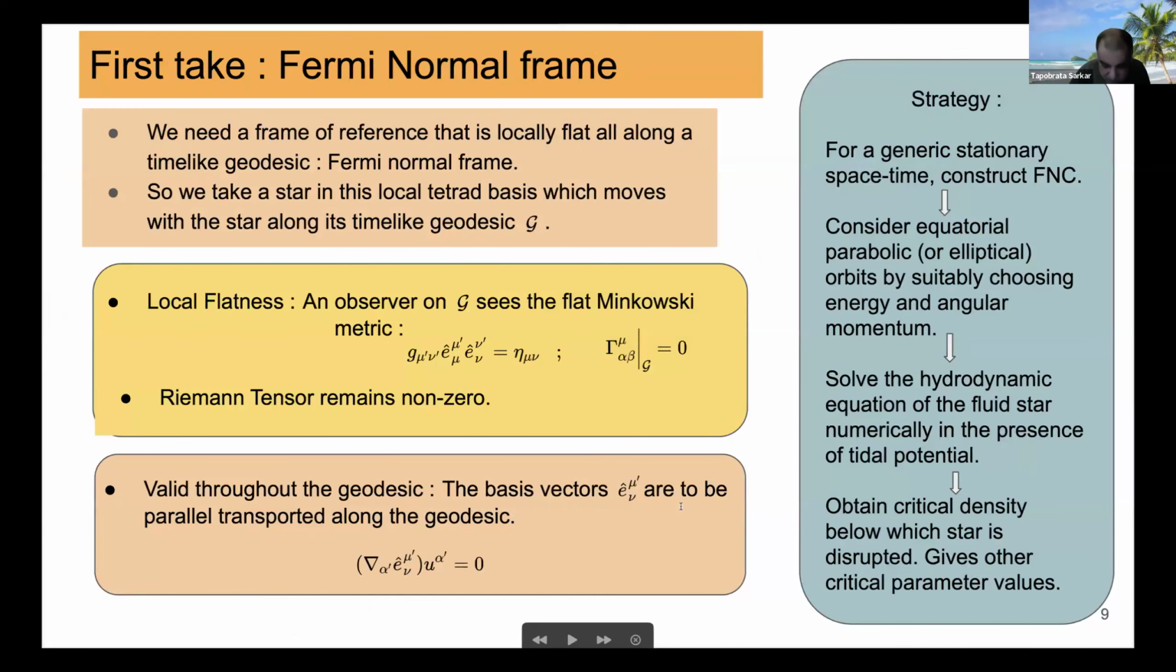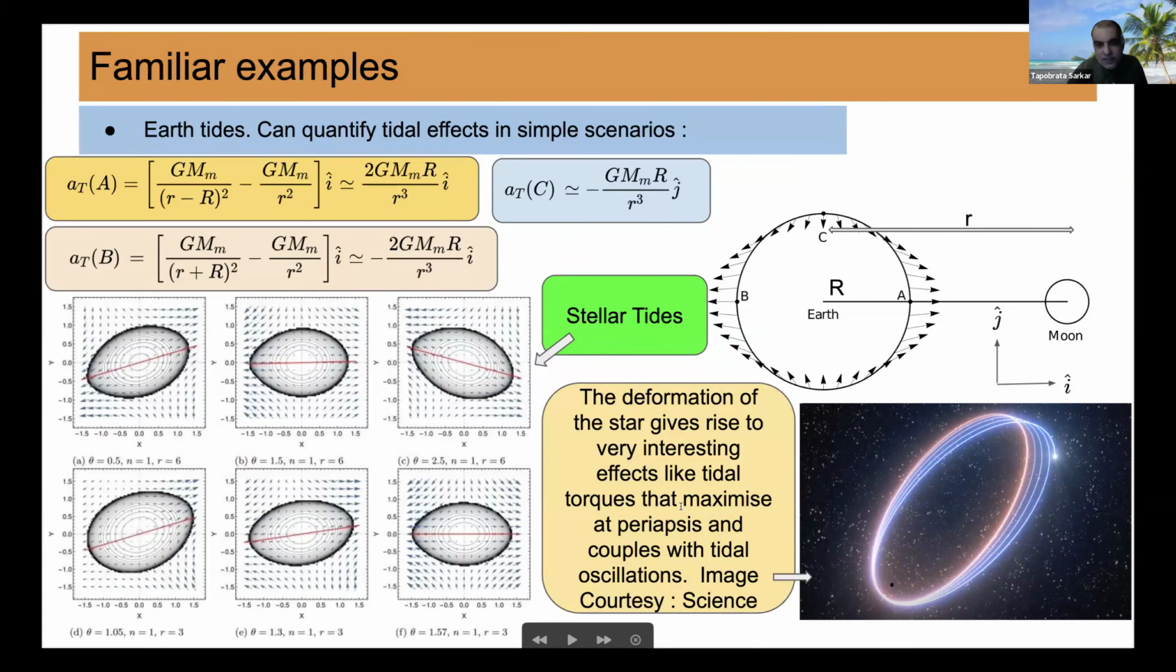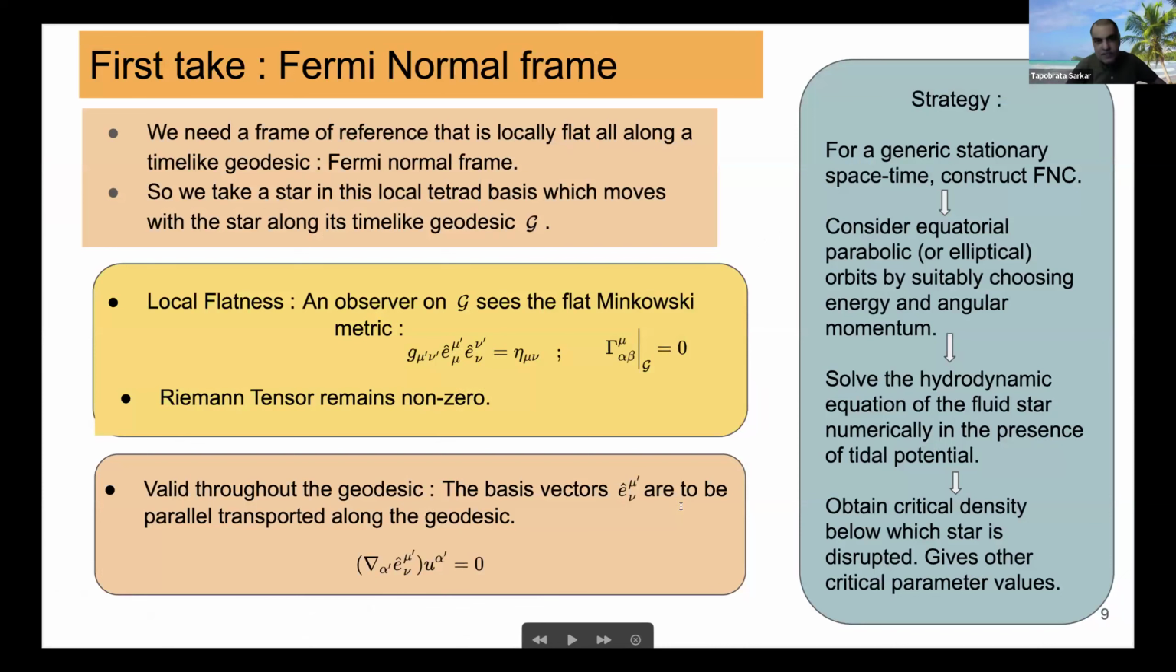Now, how do I theoretically analyze such a situation? Well, the first take is something that people have been doing since the 1960s. You go to what is called a Fermi normal coordinate system.